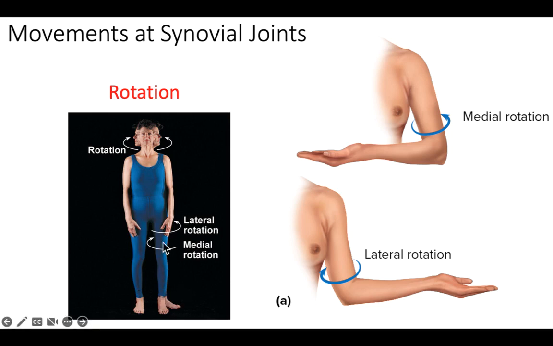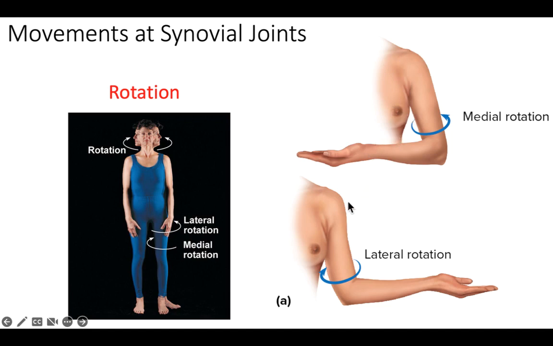When you turn your leg like this, you can rotate it away. It's called lateral rotation. Notice that foot's out here. When you rotate it inward, that's medial rotation. That's using the ball and socket hip joint. You can also do that at the elbow, or the shoulder joint.